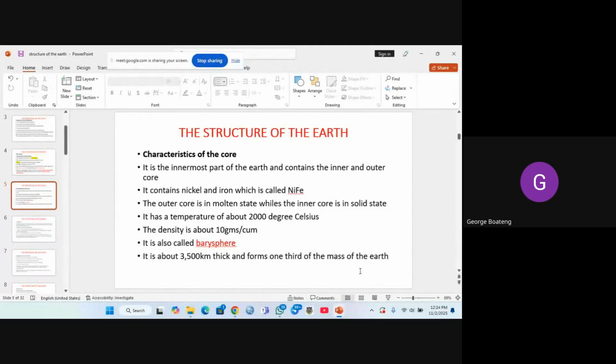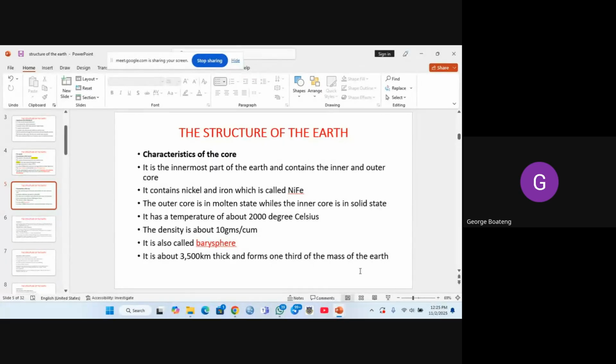The core is divided into two, or it has two parts. We have the inner core and the outer core. So even though the core happens to be the nucleus or the innermost part, even within the innermost part, it's still divided into two, the inner core and the outer core.